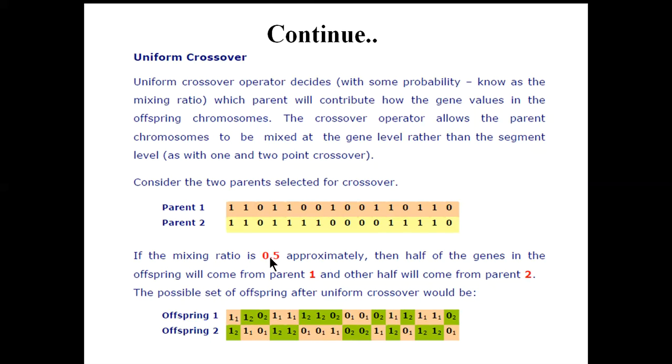You can select 0.3. So if you select 0.3, then 30% will be from the second parent and 70% from its original. So like this you can also control the crossover value.